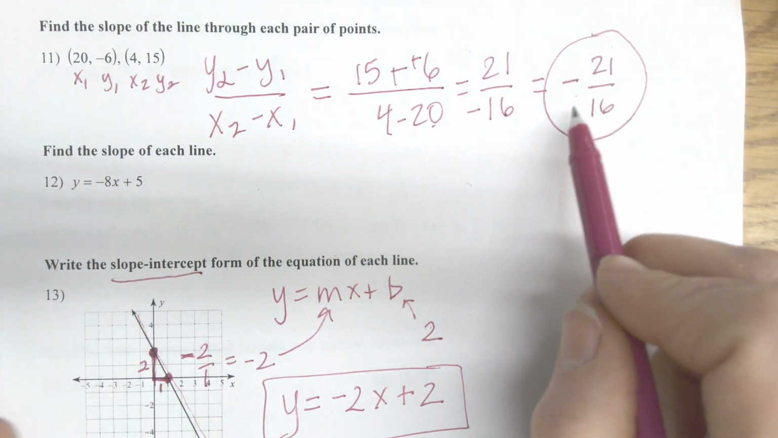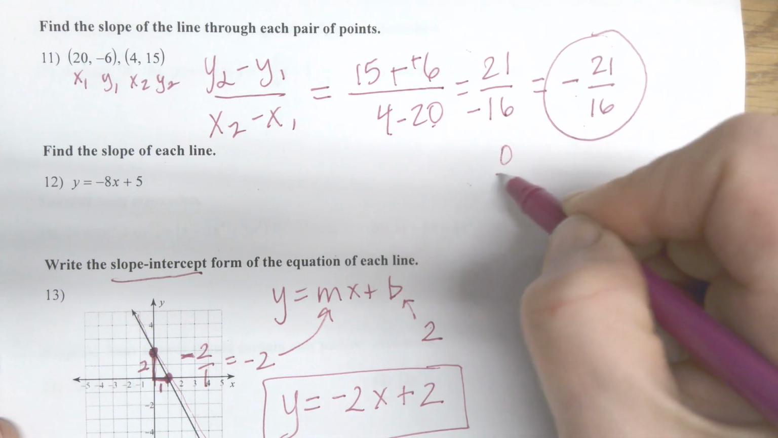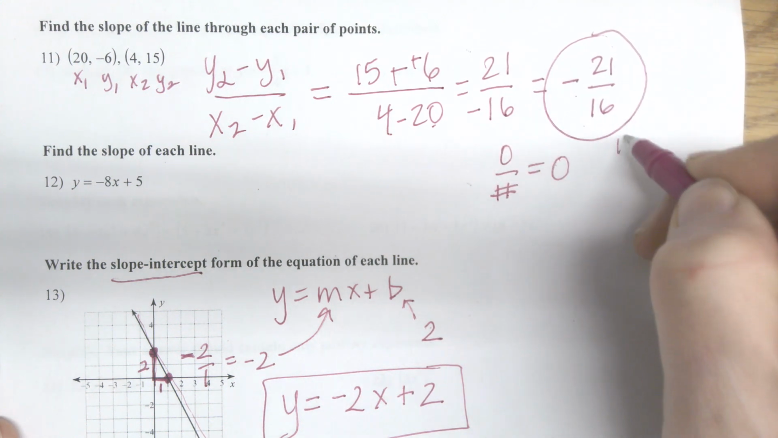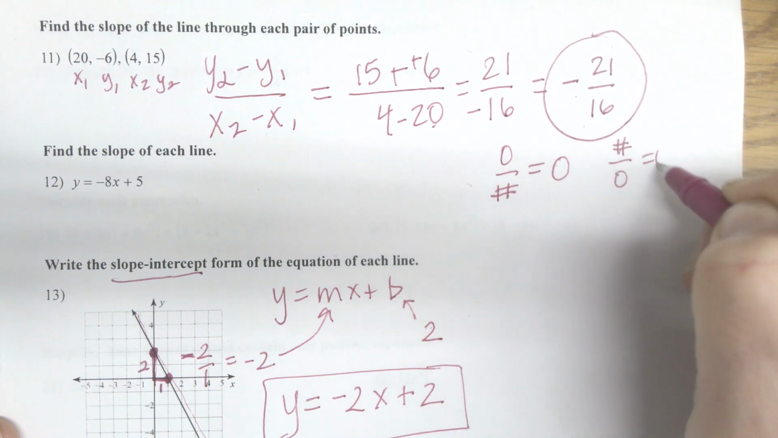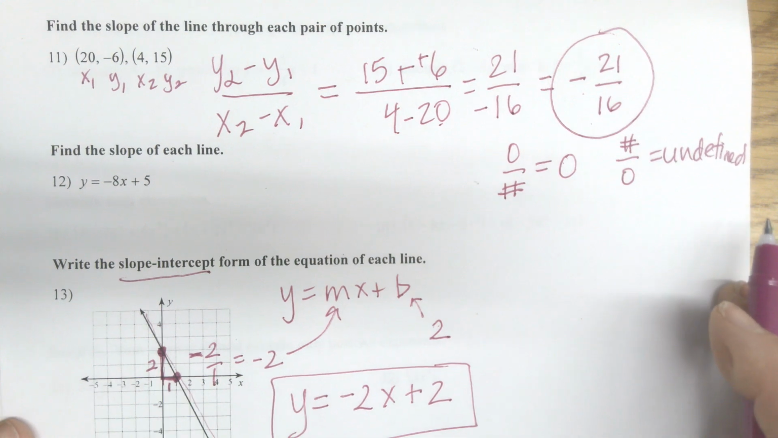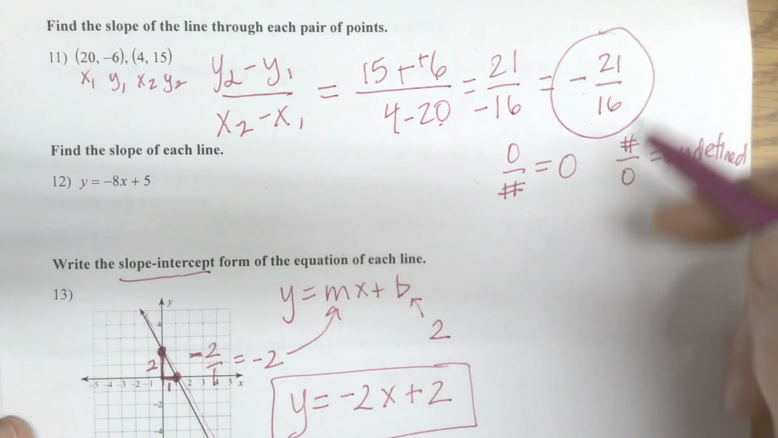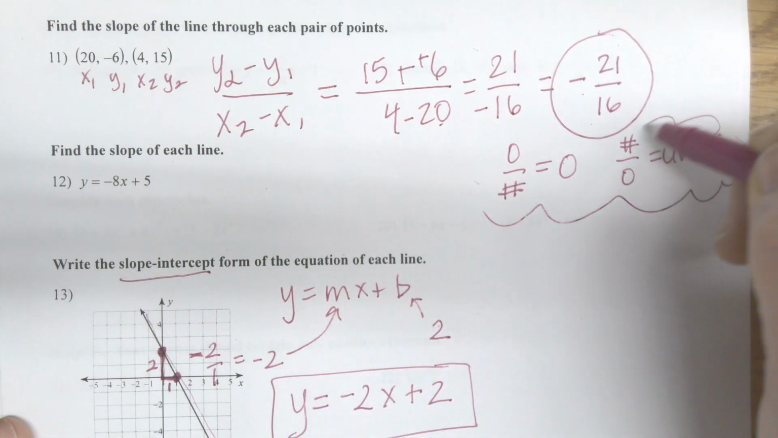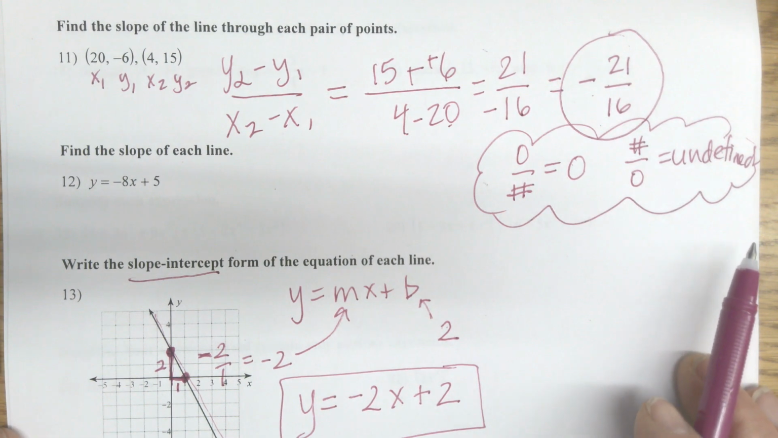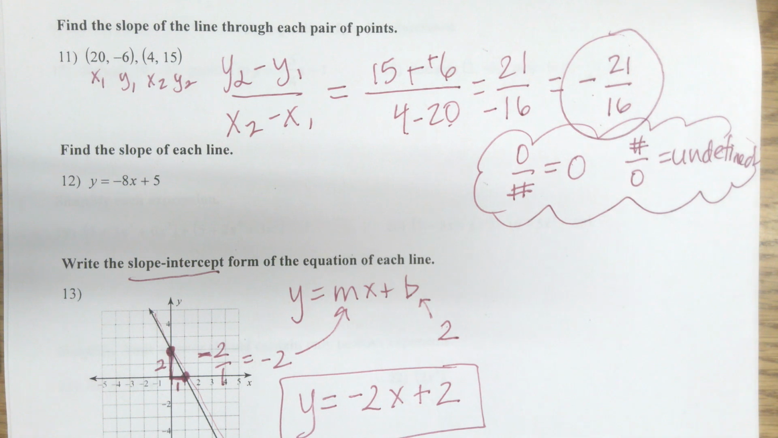When you do slope, if you end up with 0 over a number when you do your formula, your slope is 0. If you end up with a number over 0, your slope is undefined. Those are sort of special cases that we have for those particular slope problems. So this might be something you want to jot down on a piece of paper so you have that for your final when you take it.